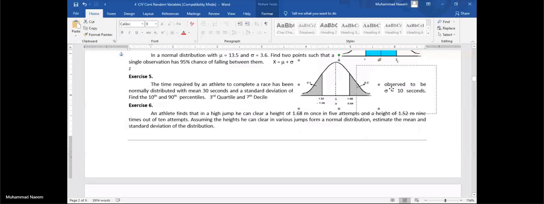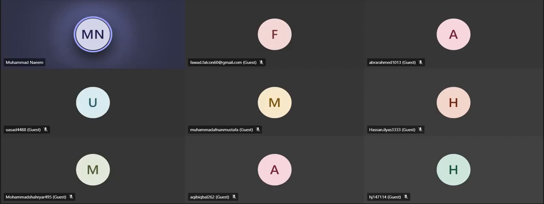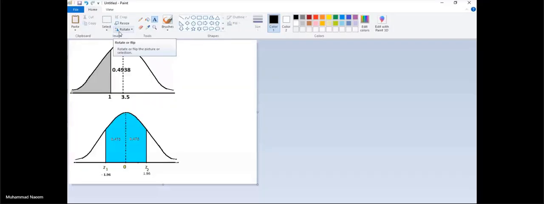We need to calculate the 10th percentile, 90th percentile, 3rd quartile, 7th decile, or any other. We can calculate them, but we must know the meaning of percentile, quartile, and decile.